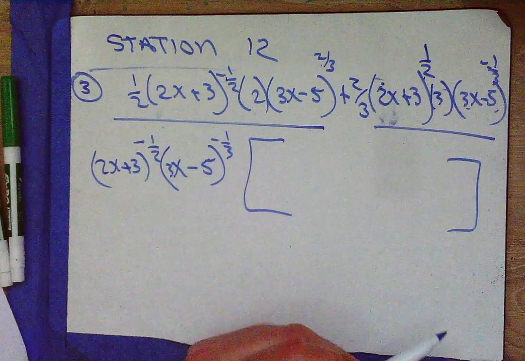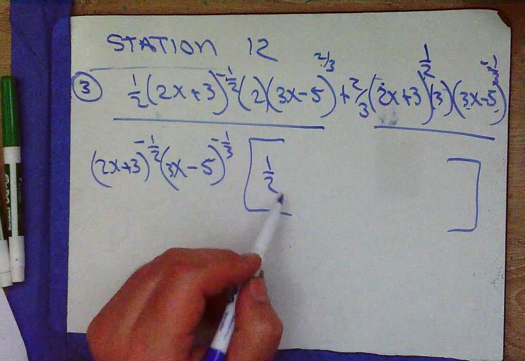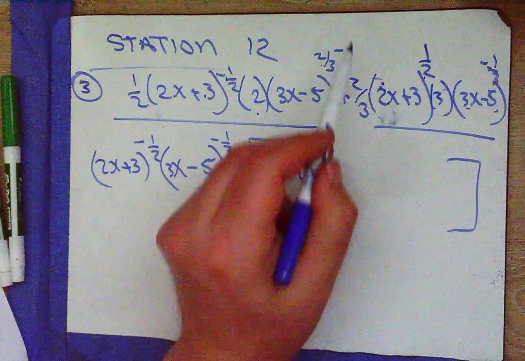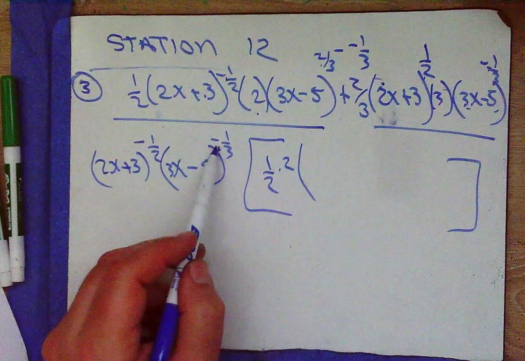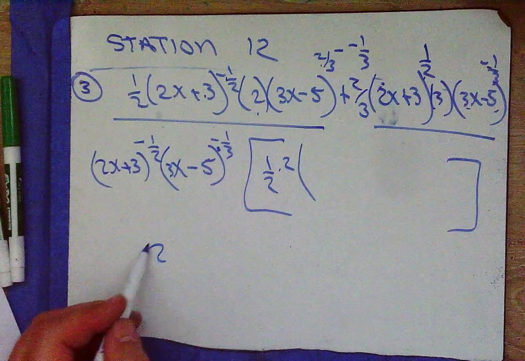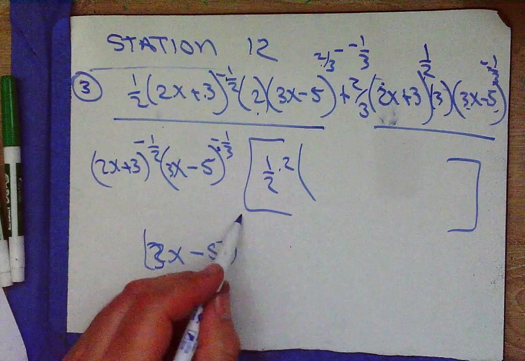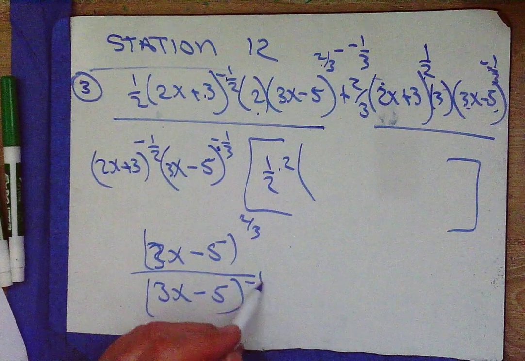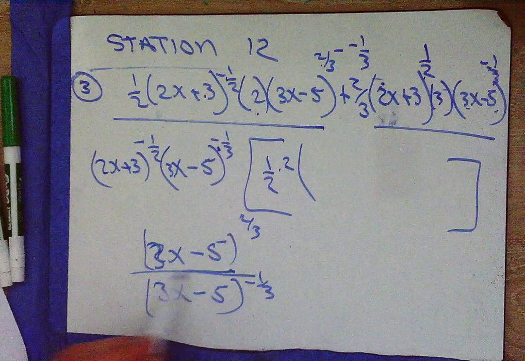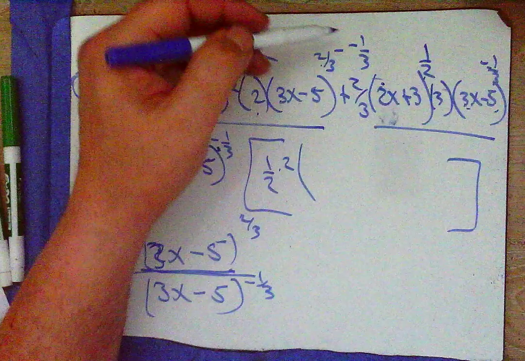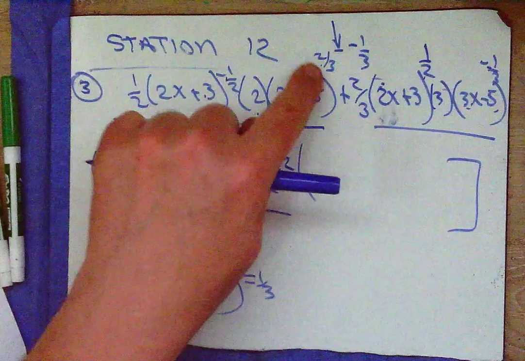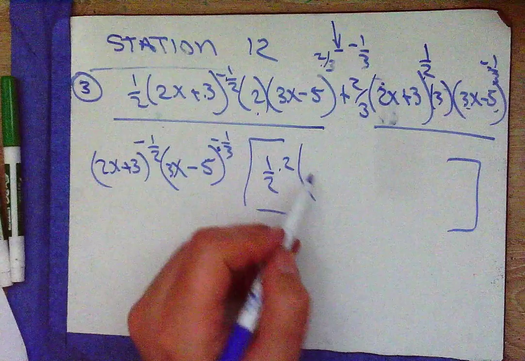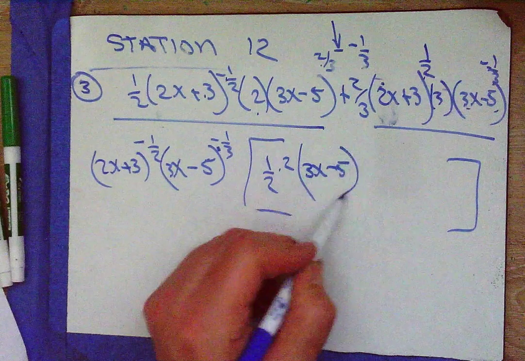So what's left over? Well, I've got a 1/2. I took out all of that. I've got this 2. And here, we factored a negative 1/3 out, right? That's all right. And then remember that this is what I'm doing. 3x minus 5 to the 2/3, factoring out or dividing 3x minus 5 to the negative 1/3. And when the bases are the same and I'm dividing, what do I do with the exponents? I subtract them. So 2/3 minus a minus 1/3 is going to be 3/3 or 1. So I'm going to have a 3x minus 5 to the 1.